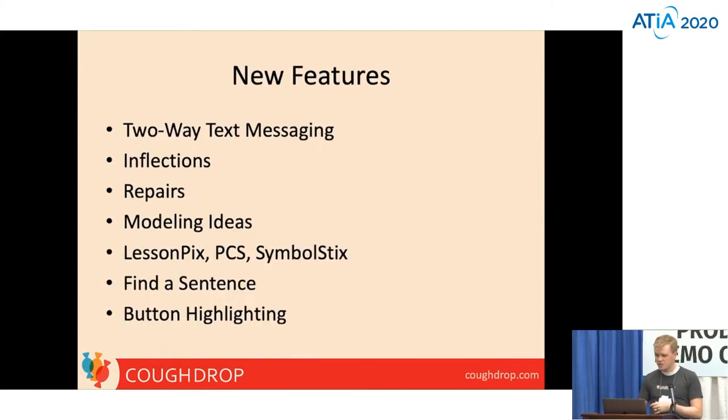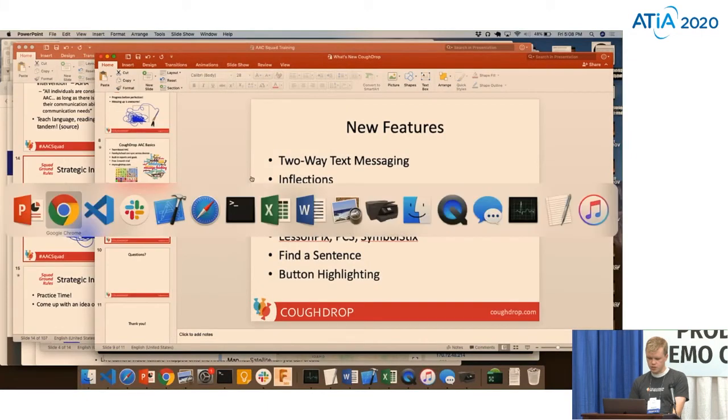But let me talk about some of the things that are new inside of the CoughDrop app itself. The biggest one that we've added recently is this two-way text messaging feature. Maybe I'll just do them one at a time, and we'll see what we get through in the time we have. So let me jump over here to the web browser, and I'll show you what this looks like.